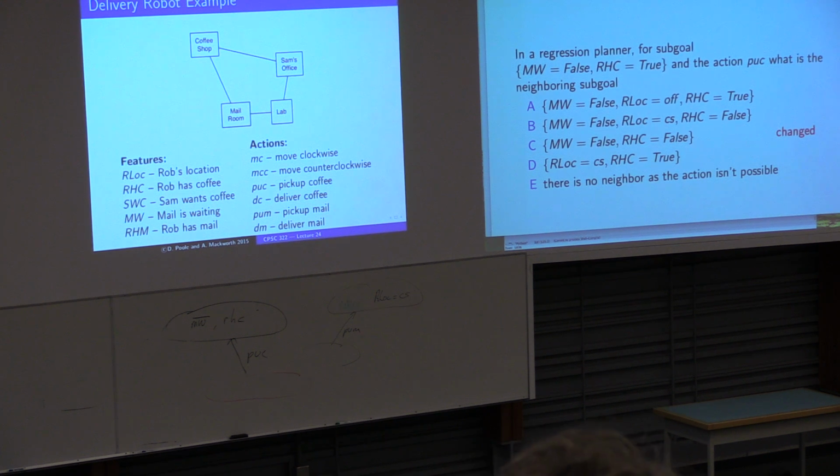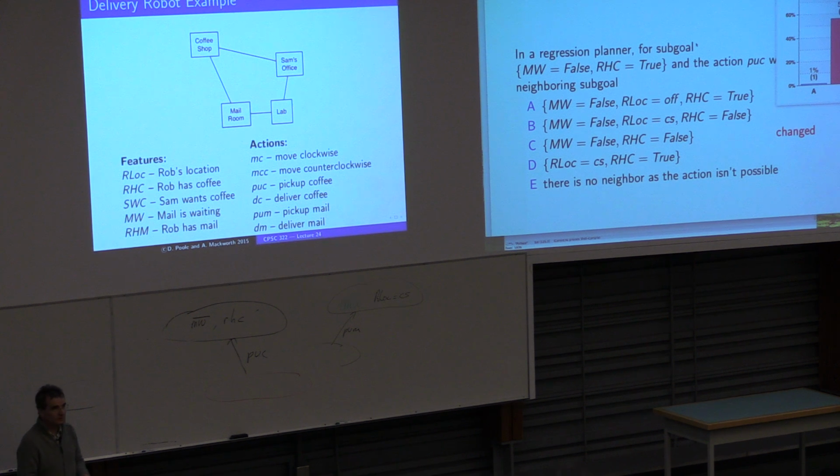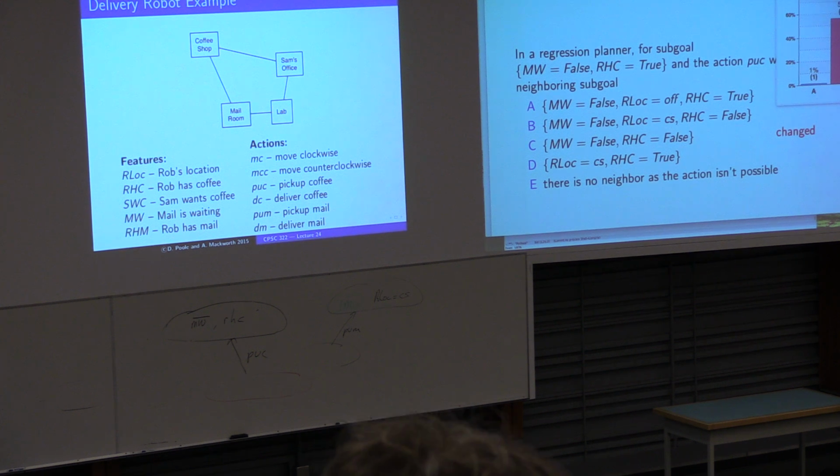How are we going? Do people need more time? Someone needs more time. All right, 3, 2, 1, I'm stopping. 104. A sizable number of people said C, and most people said B. What's the difference between them? It was the location: in order to pick up coffee, you have to be in the coffee shop before you do it. Okay, so the answer here is B. Notice the prerequisite: to pick up coffee, you have to be in the coffee shop. So the answer here is B.